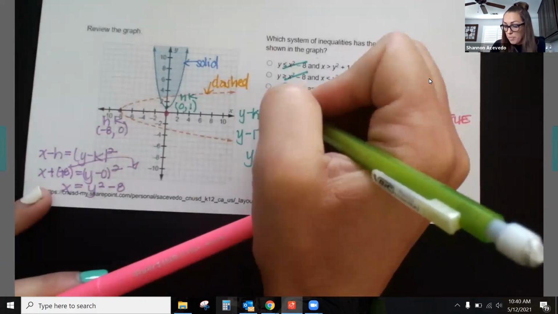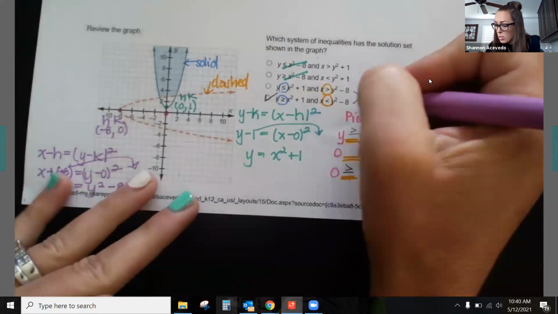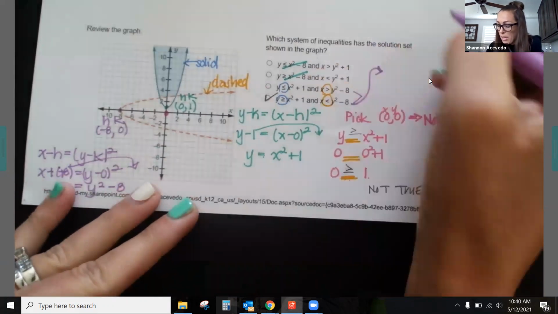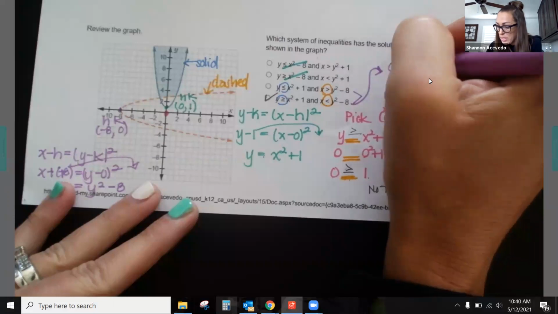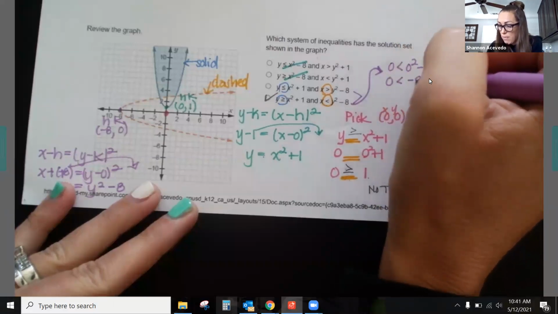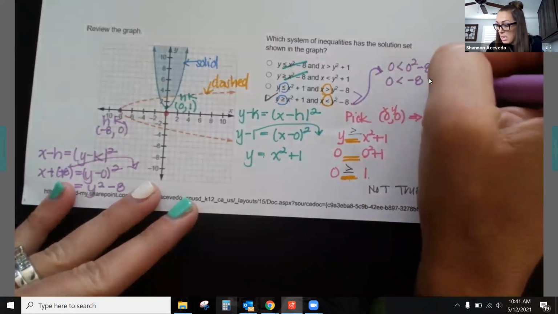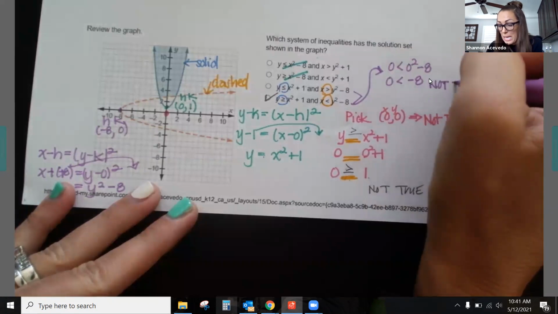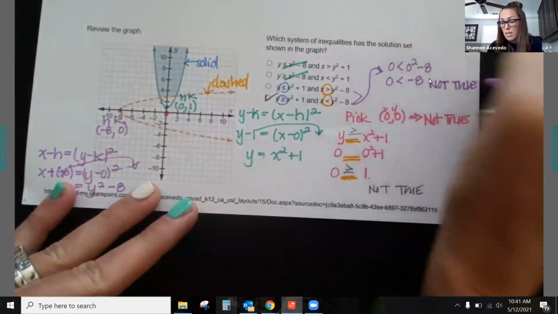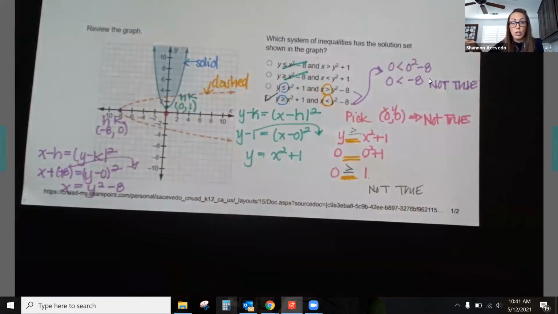I'm going to also want to test this piece over here. So let's quickly look at that. If I plug in 0, 0, I would have 0 is less than 0 squared minus 8. 0 is less than negative 8. 0 is not less than negative 8. So again, that's not true. And that's what we're looking for because it's not shaded in. The other way you could have done this is you could have plugged them all into your Desmos and matched the graphs that way. I think that's going to be more work.